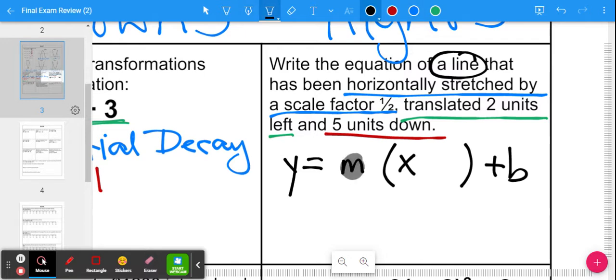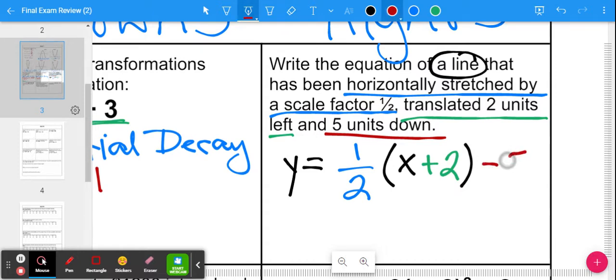Since it has been horizontally stretched by a scale factor 1/2, up in the front, that a value in the other equations is going to be 1/2. Then it says it's translated 2 units left. Left and right are your input values. You always change your thinking inside. So where our head wants to tell us that left 2 is -2, we have to change our thinking. And then 5 units down. Again, with the outside, you don't change outside. So our 5 units down is a -5.